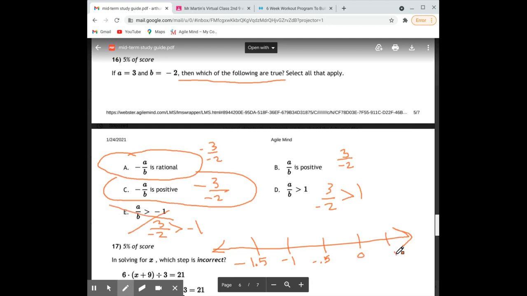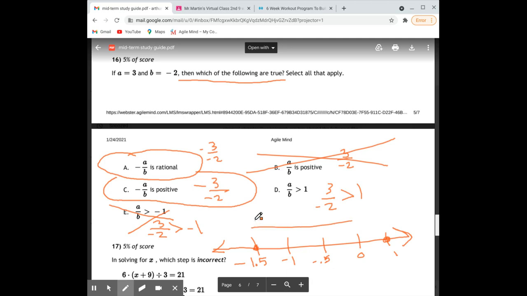All right, now the next one says that 3 divided by negative 2 is positive. Is that true? A positive divided by a negative is positive? No, sir, it's negative. Correct. Good job. And then the last one says that negative 1.5 is greater than 1. Is this greater than positive 1? No, sir, it's not.